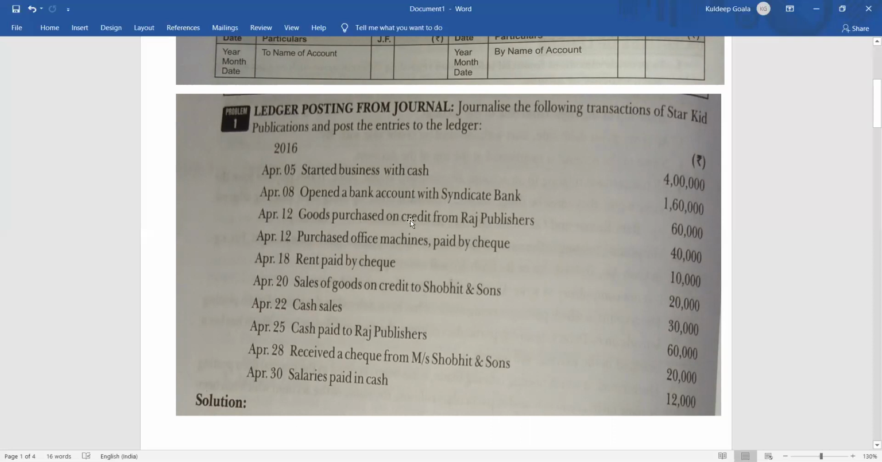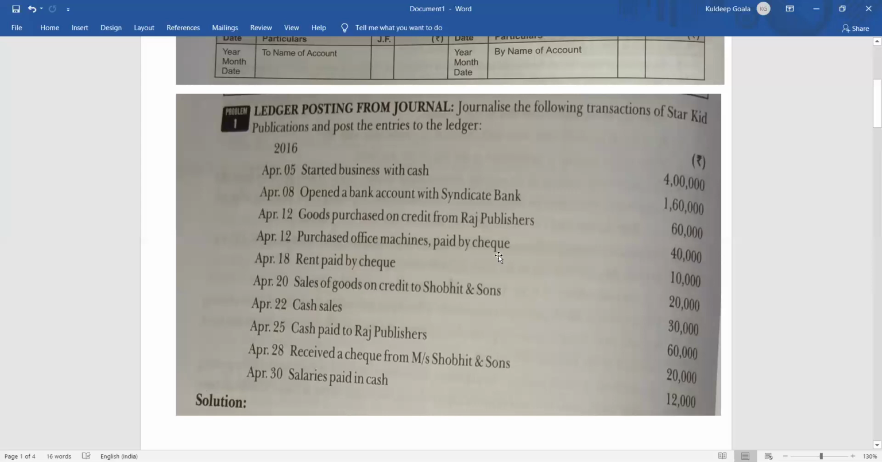Then goods purchased on credit from Raj Publishers, right? So one is goods. For the goods, what do we write as the name? Purchase account. So one is a purchase account and the other one, since it is purchased on credit, will be the name of Raj Publishers. So purchase account and Raj Publishers account. So total 2 more accounts we got. Earlier it was 3, now 2 more, 5 accounts. Clear?